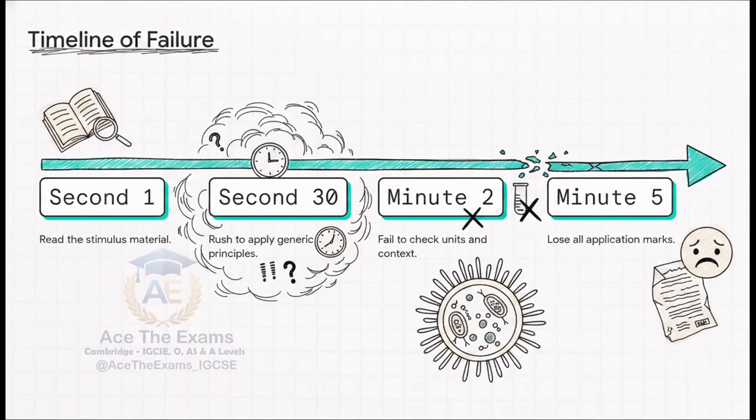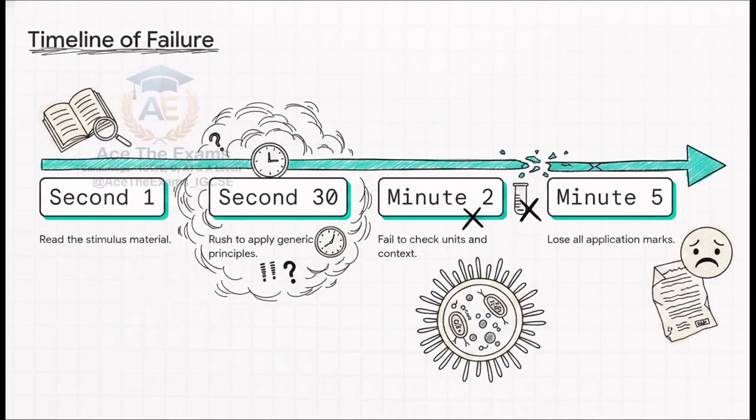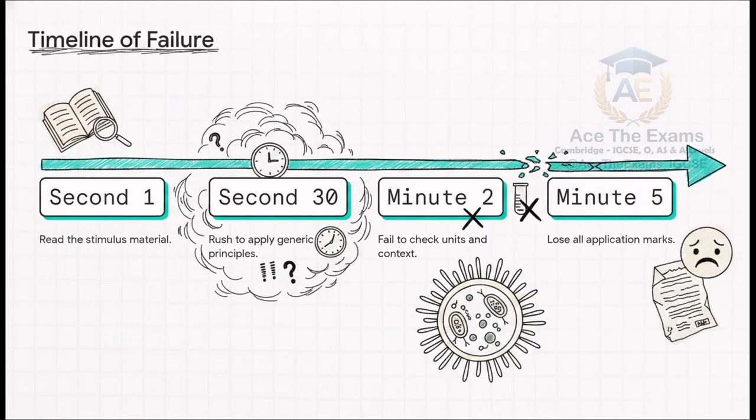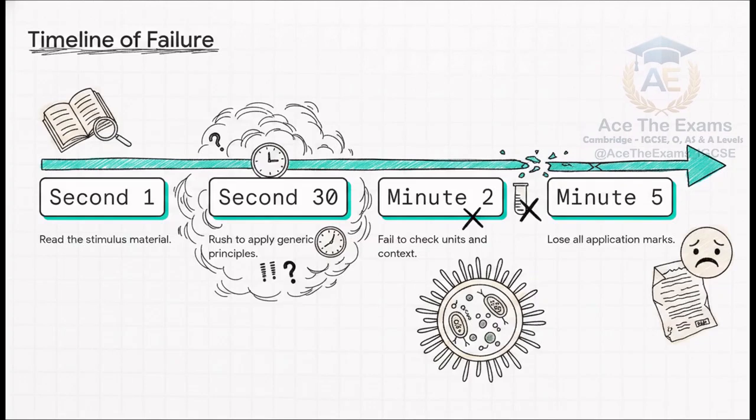At second 1, the student reads the stimulus material. But by second 30, the panic sets in, and they rush to apply generic textbook principles instead of analyzing the actual prompt in front of them. At minute 2, they fail to check the specific units and context. And by minute 5, they've written a whole massive paragraph and lost all their application marks. They fell right into the trap.